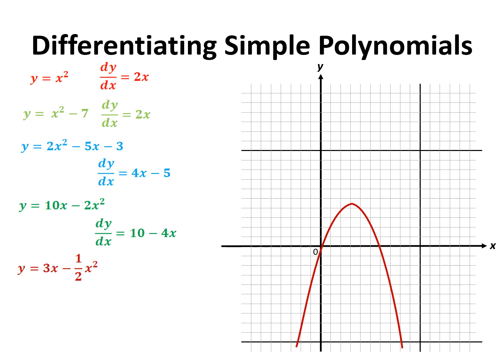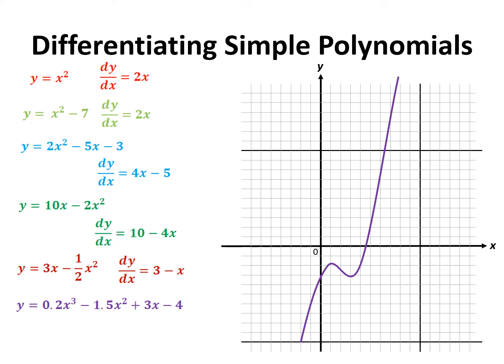Here's another one. y equals 3x minus a half x squared. A little bit more tricky, this one. The 3x, when you differentiate it, just becomes 3. But the minus a half x squared, we have to multiply the power, 2, by the number in front, which is half. 2 times a half is 1. And then we reduce the power by 1. So 3x is going to become 3. And the minus a half x squared is going to become minus 1x, or minus x. So the answer is dy by dx equals 3 minus x.